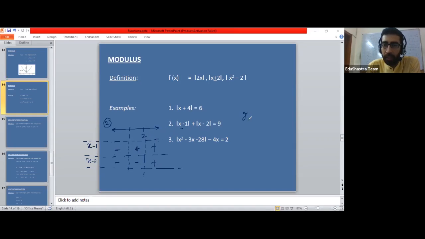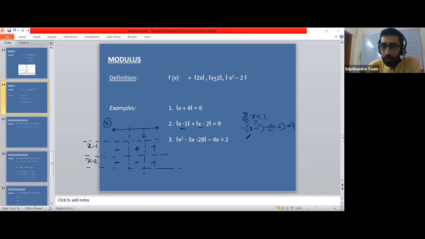Which means I'll firstly take if x is less than 1. If x is less than 1, both of them are negative, which means mod of x minus 1 will become minus of x minus 1. Mod of x minus 2 will become minus of x minus 2. So mod of x minus 1 plus mod of x minus 2 becomes minus x minus 1 minus x minus 2 is equal to 9. Now you need to solve this and check if the value that you get of x is actually less than 1. It has to be less than 1. If it comes out to be greater than or equal to 1, then the solution is not acceptable.